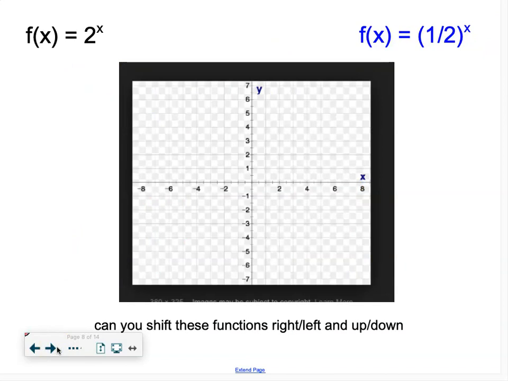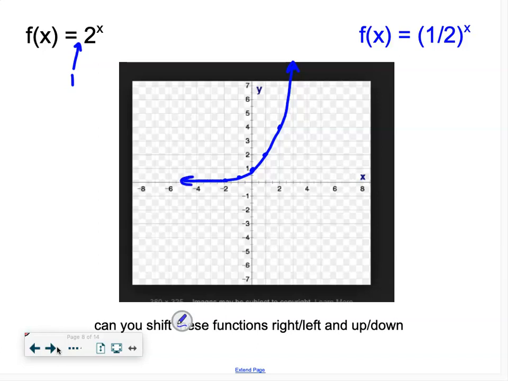All right, 2 to the x and 1/2 to the x. Can you shift these functions left, right, up, and down? Absolutely. If our parent function is 2 to the x, so we start at 1, because remember there's an invisible 1 in front of there, and then 2 to the first is 2, 4, 8, right, 1/2, 1/4. And we get y equals 2 to the x.